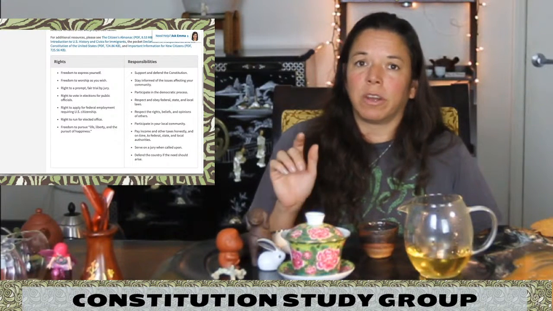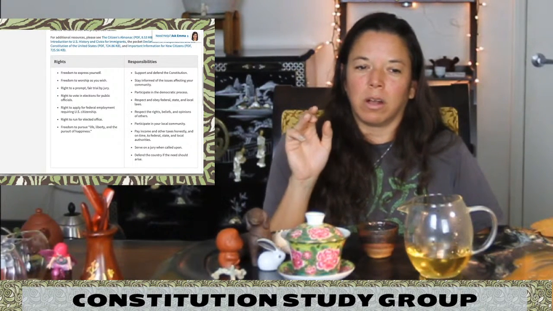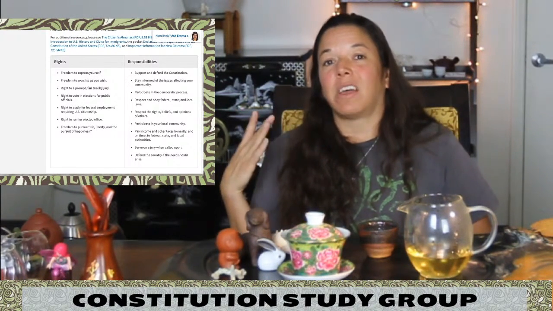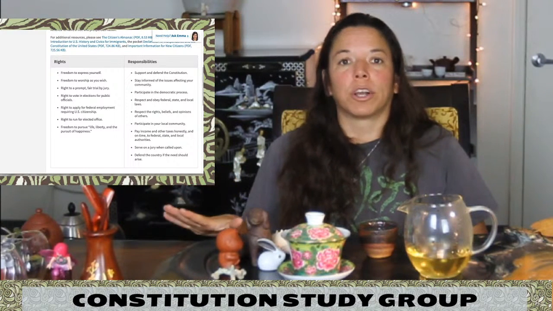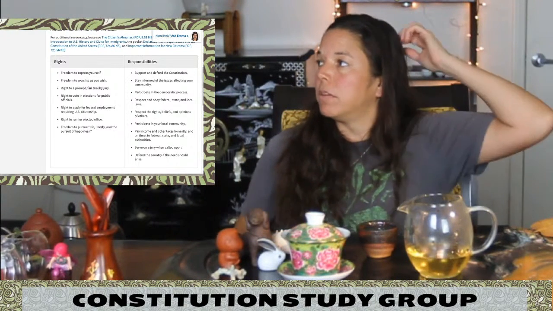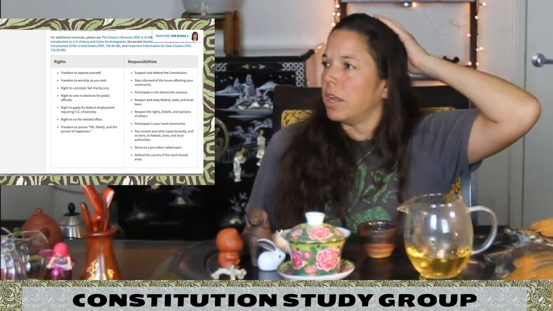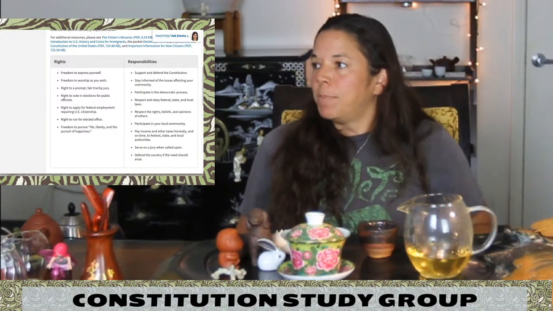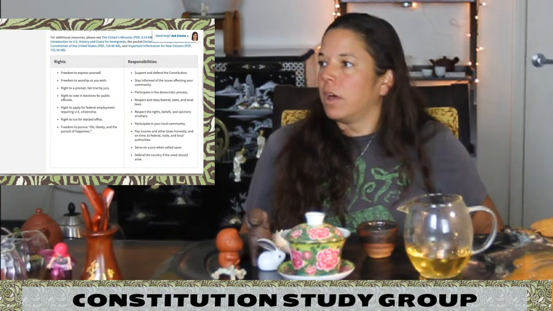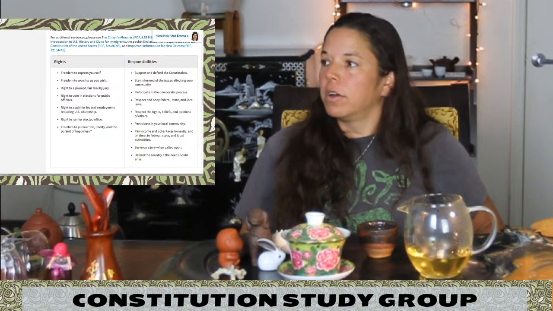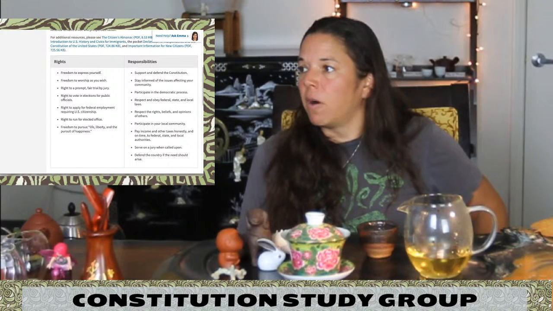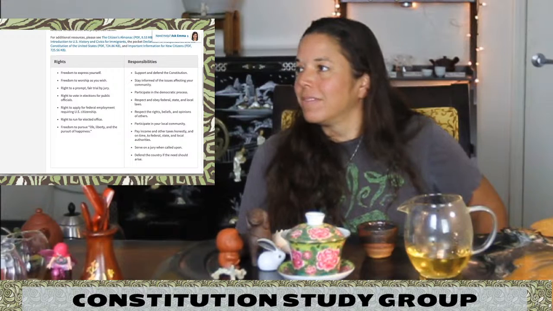You can register. You can update your registration. You can sign up for your mail-in ballot if that's what you need. You can find your polling place. You can even sign up to be a poll worker from that one website. And I just put that in the comments. So if you're having trouble understanding how you can participate in the democratic process, go to that website. Respect and obey federal, state, and local laws. Respect the rights, beliefs, and opinions of others. Participate in your local community. Pay income and other taxes honestly and on time to federal, state, and local authorities.